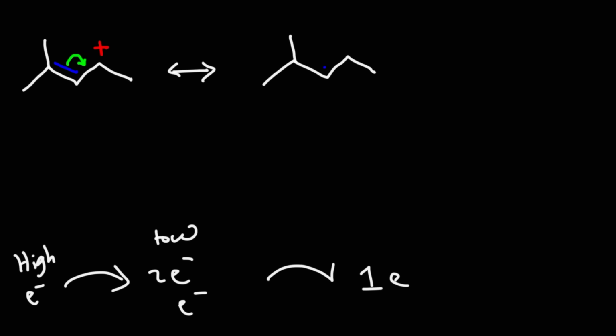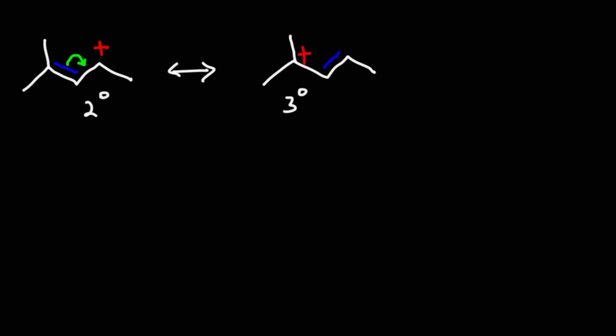As we move the double bond here, this carbon lost the bond, so it's going to be electron deficient. It's now going to have the positive charge. So what we have here is the secondary allylic carbocation, and here is the tertiary allylic carbocation. Tertiary carbocations are more stable than secondary carbocations due to hyperconjugation being one of the reasons, and also the inductive effect. So those are the only 2 resonance structures that we can draw.